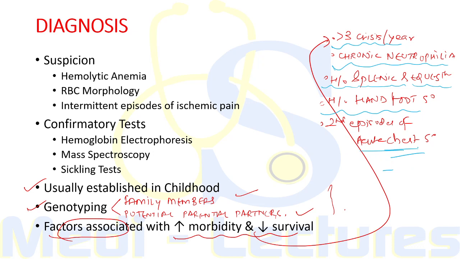So patients with repeated episodes of acute chest syndrome may need lifelong transfusion support using partial exchange transfusion if possible. So in partial exchange transfusion, what is done? Whole blood is removed from one arm and packed RBCs are given from the other arm, maintaining the hematocrit.